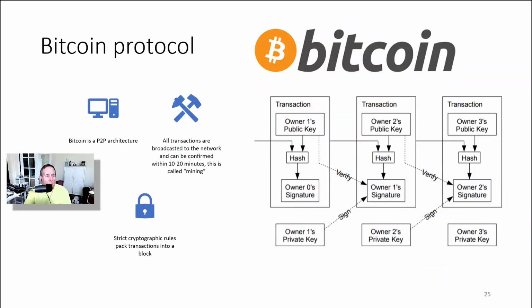So all protocols are complex. The more I've studied protocols, the more I'm amazed at the complexity and the brilliance of the engineers who design them. Bitcoin is a peer-to-peer architecture. All transactions are broadcast to the network. Everybody that's participating in Bitcoin can see the transaction, and they're usually confirmed within 10 to 20 minutes. This is called mining. Strict cryptographic rules pack transactions into a blockchain.